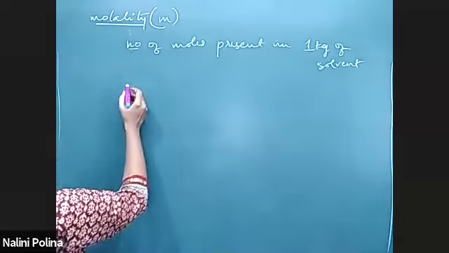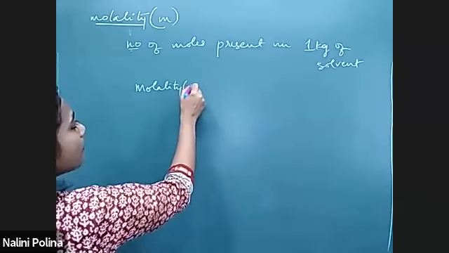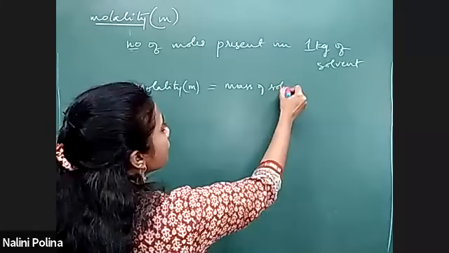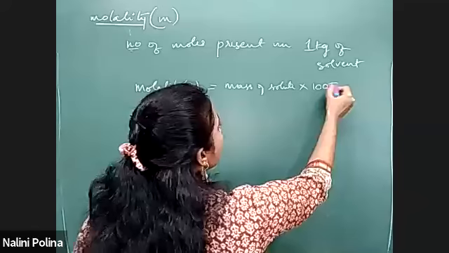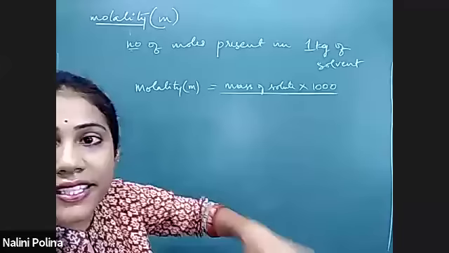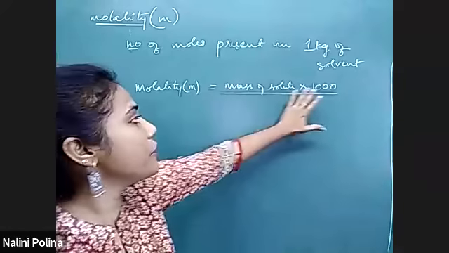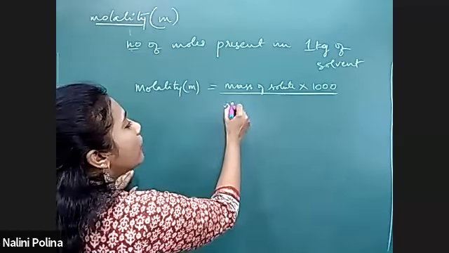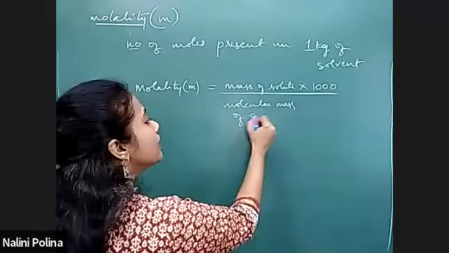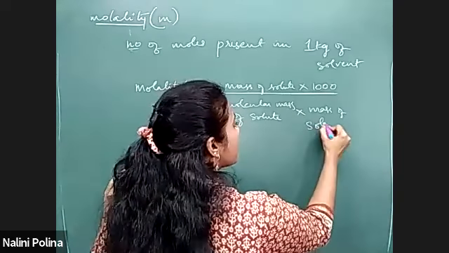Now take the formula for molality. Molality, that is small m, is equal to mass of solute into 1000, just like molarity, but there you considered volume of solution and here you are considering mass of solvent. So mass of solute into 1000 divided by molecular mass of solute into mass of solvent in grams.